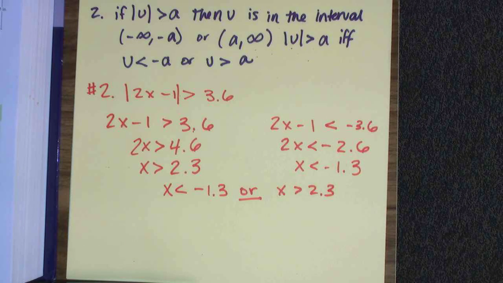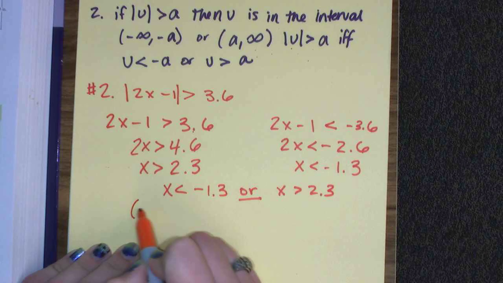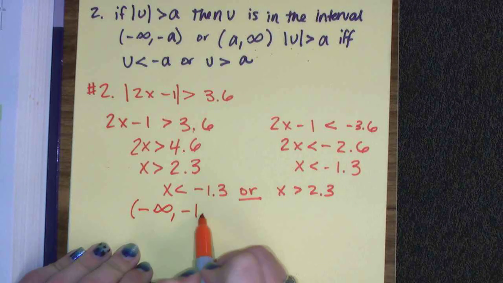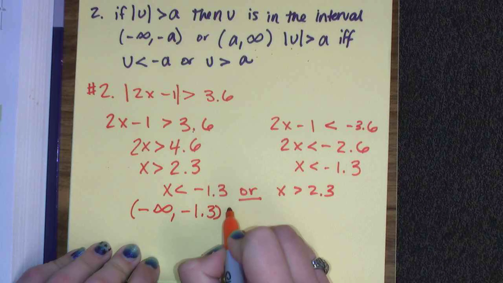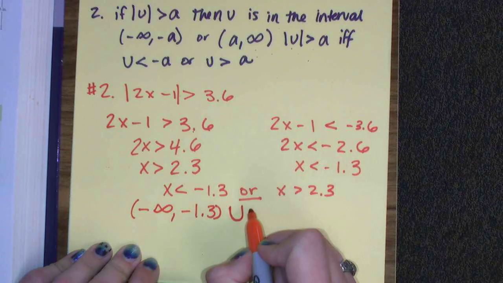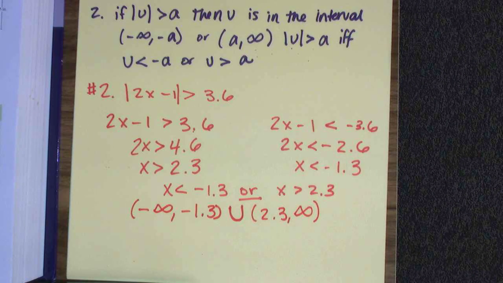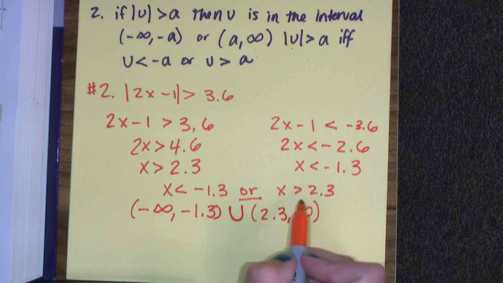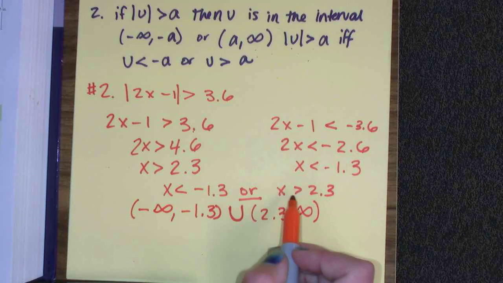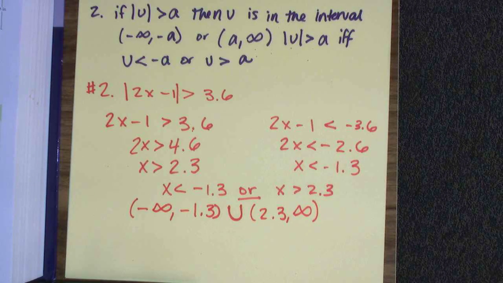Okay, but this is not the notation it wants it written in. It wants it in interval notation. So I would rewrite this as negative infinity to negative 1.3 union, you can draw it with a U, 2.3 to infinity. If these were greater than or equal to, less than or equal to, then it would be a bracket at the 2.3 and the negative 1.3. But since it's just less than or just greater than, it's parentheses.